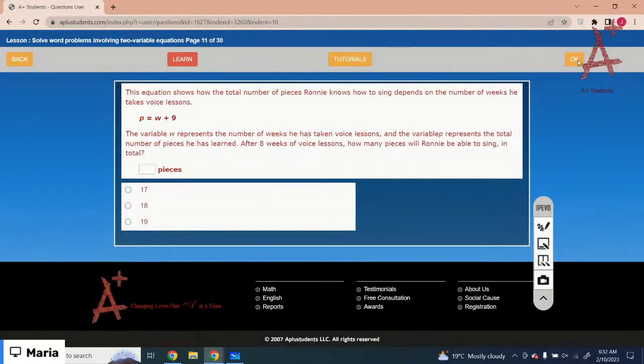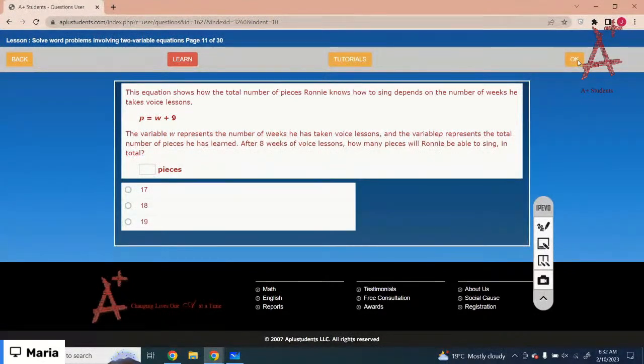Okay, the next one is: this equation shows how the total number of pieces Roni knows how to sing depends on the number of weeks he has taken voice lessons. P equals W plus 9. The variable W represents the number of weeks he has taken voice lessons and the variable P represents the total number of pieces he has learned. After 8 weeks of voice lessons, how many pieces will Roni be able to sing in total?